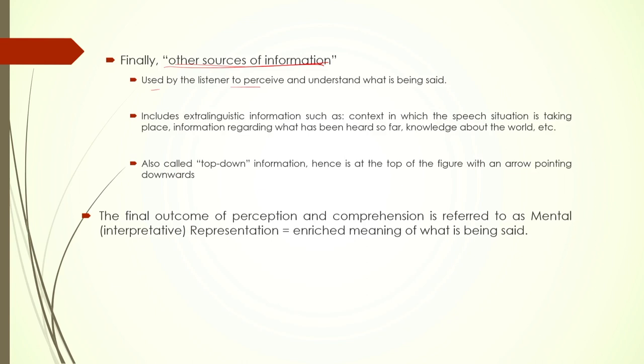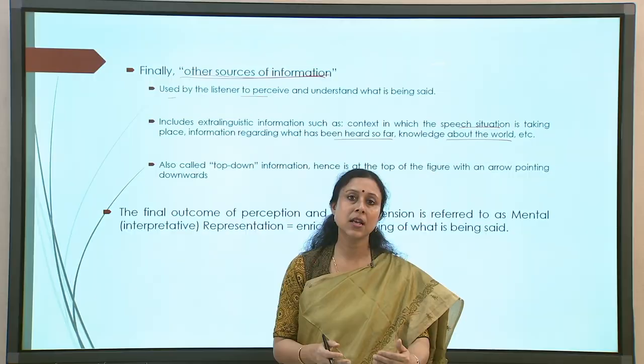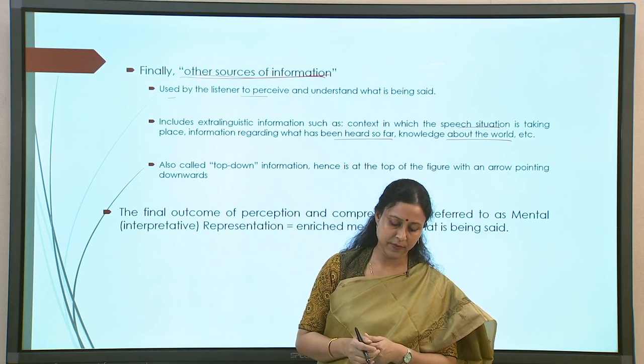So, what does it include? This includes the extra-linguistic information, things that are not part of that particular signal, but the overall knowledge of the hearer in this case, about the language, about the context in which the speech situation is taking place, information regarding what has been heard so far, knowledge about the world, all kinds of things. For example, a simple sentence may not mean the same thing in two different contexts, right? So, that interpretation of the sentence, X or Y understanding, is based on this thing called other sources of information.